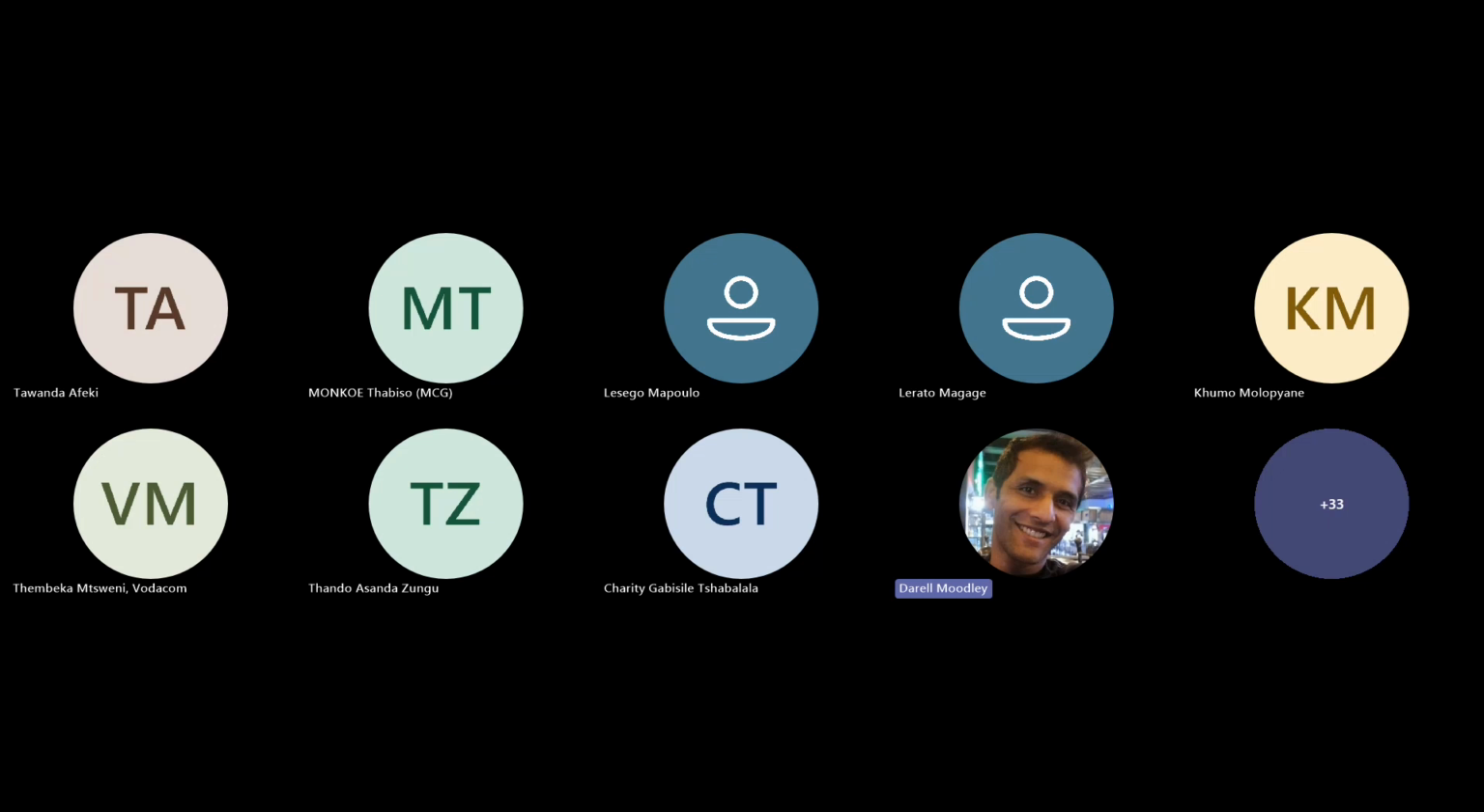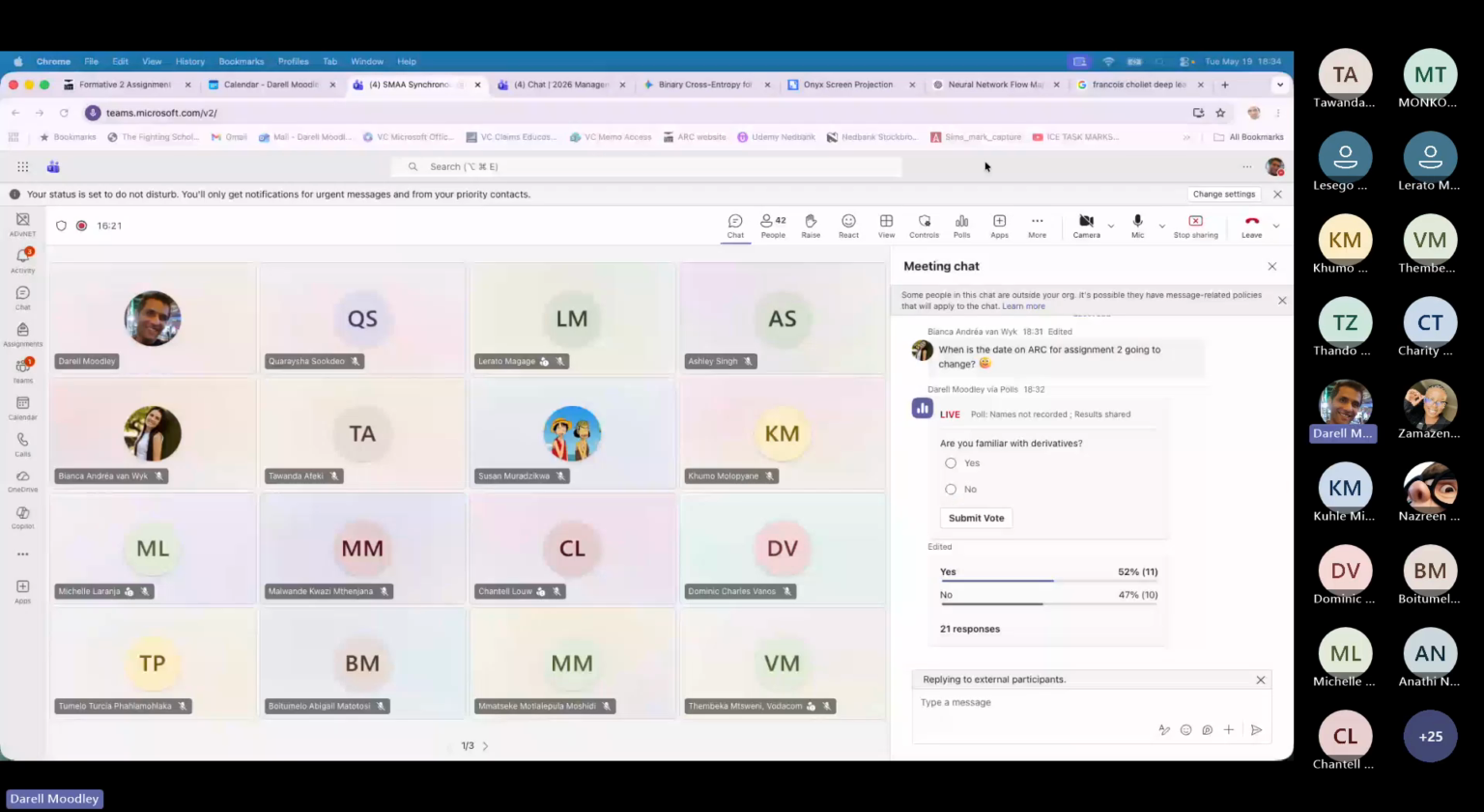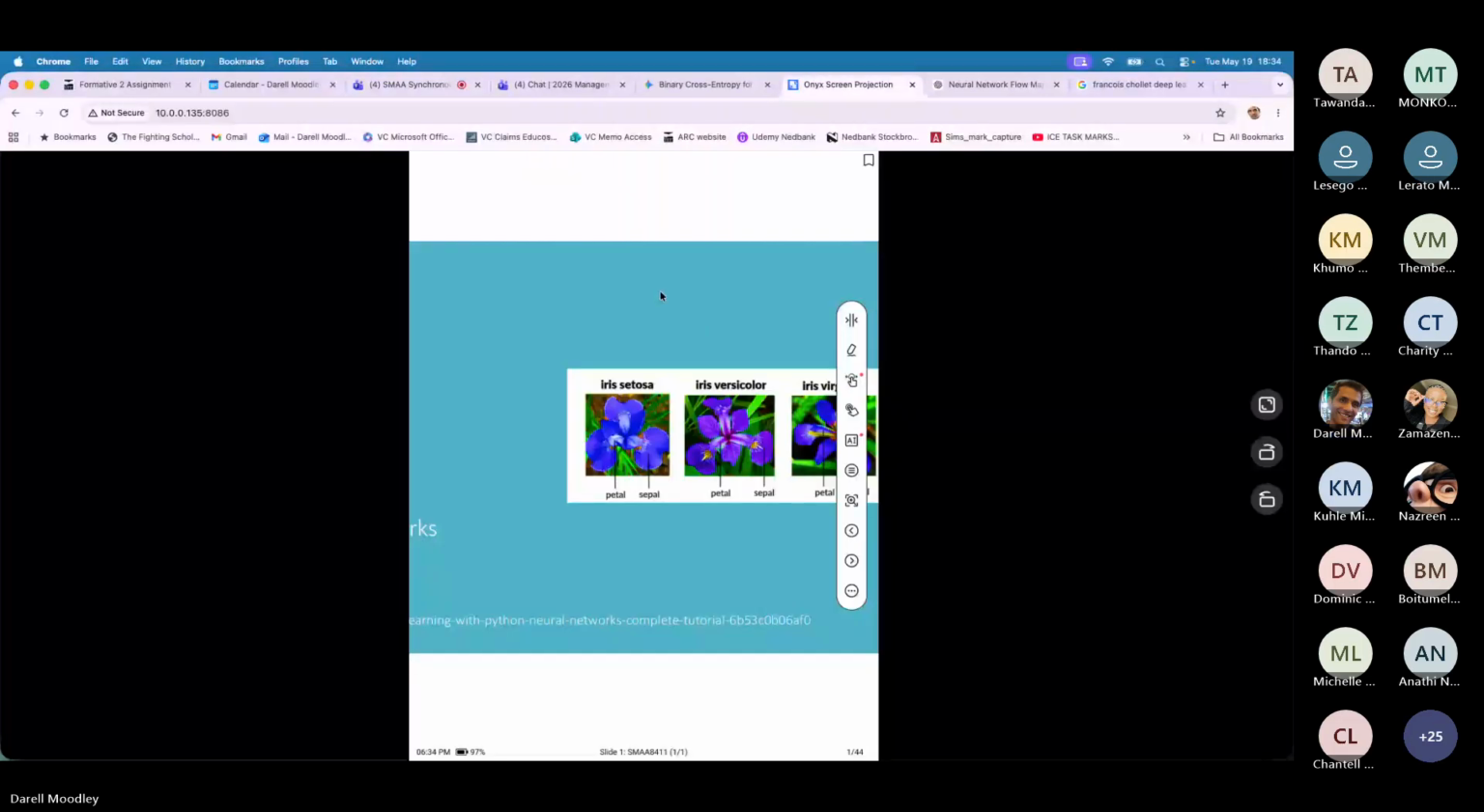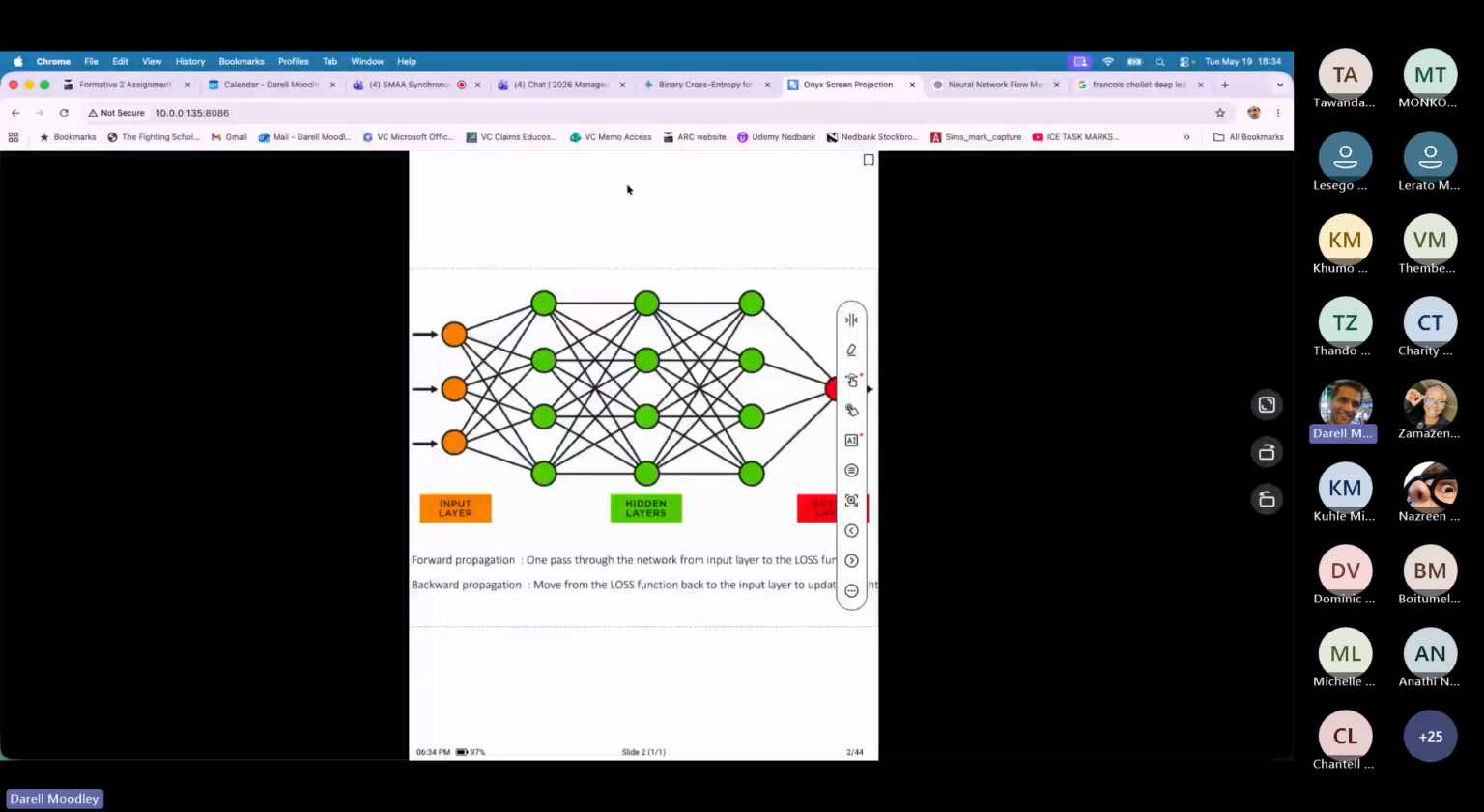All right, but instead of me talking, let me just share my screen and give you some context of what I'm talking about. Okay, if you can't see my screen, let me know. I'm sharing the iris dataset highlighted in the front here. And then I'm showing you my diagram of the neural network. All right, but if you can't see it, just let me know.